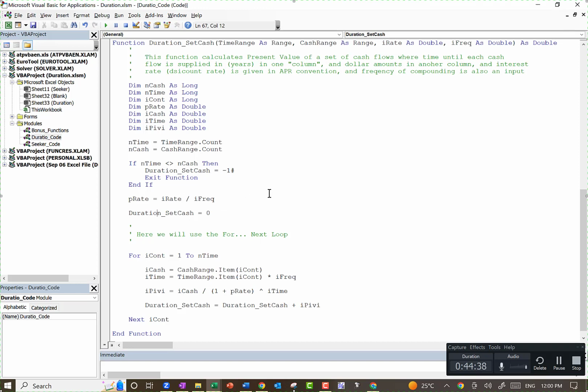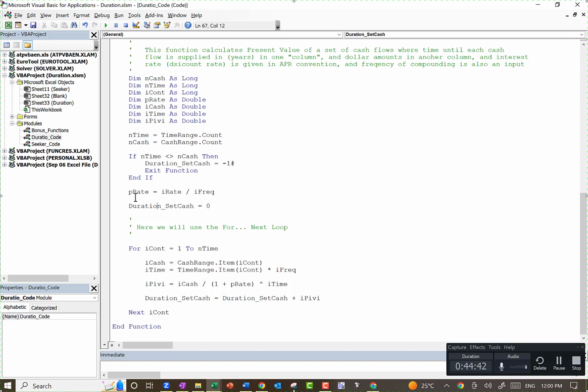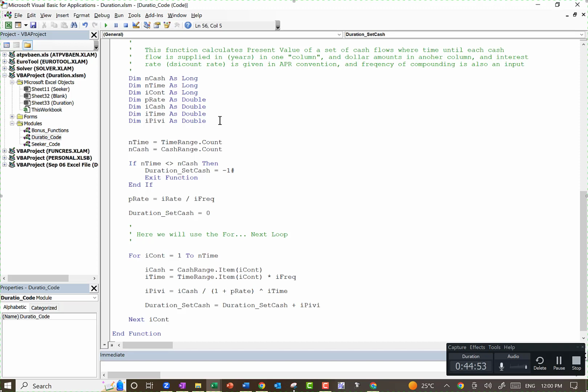Nothing has changed with respect to checking whether or not there's an error. Period rate is the same. Again, I'm going to do the same loop. I'm going to get the iCash, I'm going to get iTime. I'm going to add just one more thing. Then I'm going to call this iCross as double. It's basically a variable that I created to calculate the cross product.